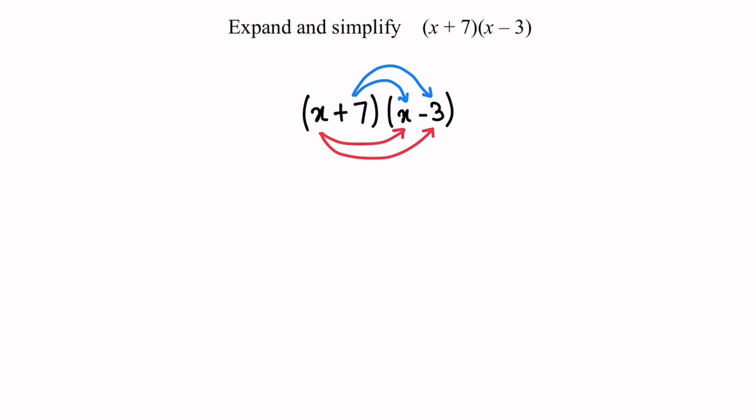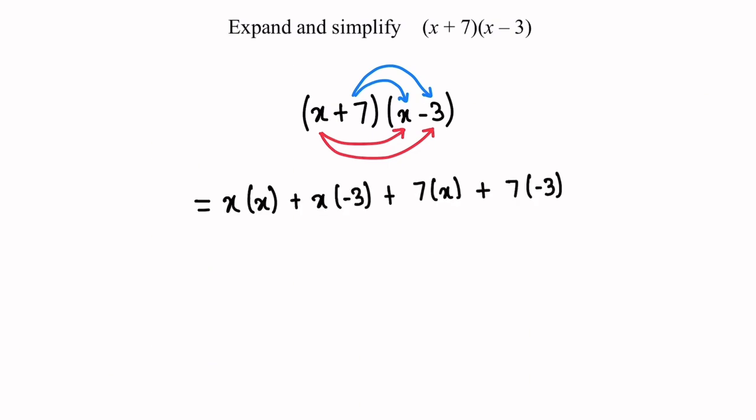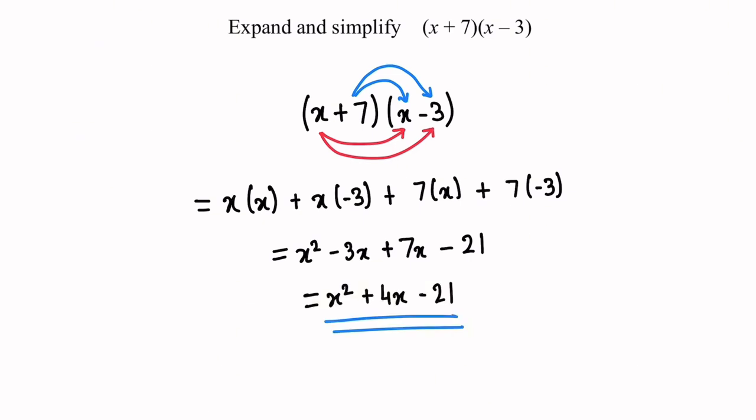So here we're going to be using the crab claw method like I showed you, and multiply x by x to get x squared, and you multiply x by minus 3 to get minus 3x. 7 times x gives you 7x. 7 times minus 3 gives you minus 21. And then when you simplify this, that gives you x squared plus 4x minus 21.